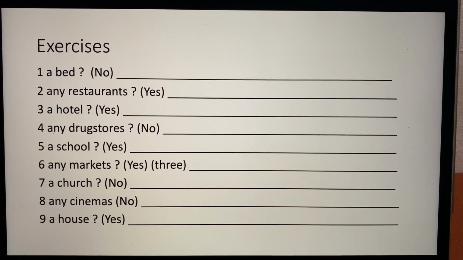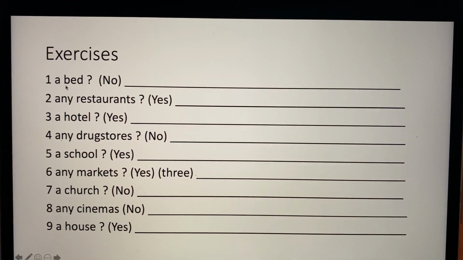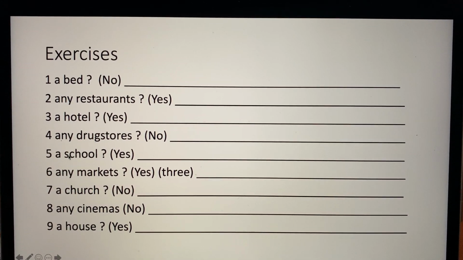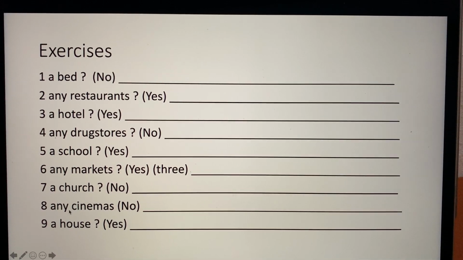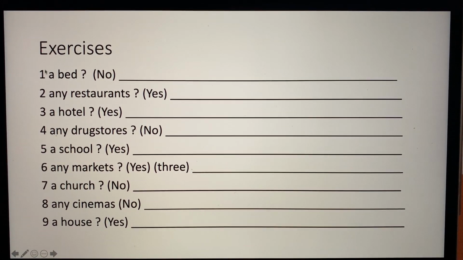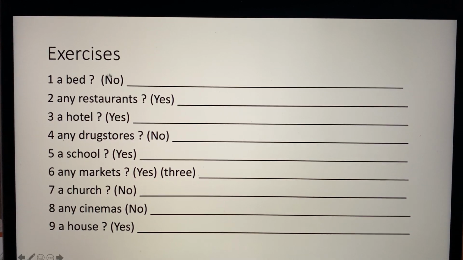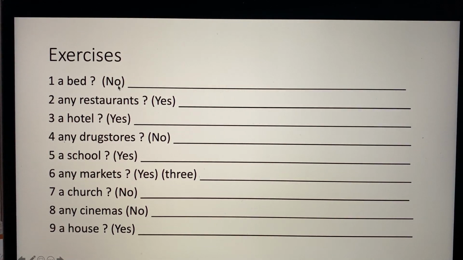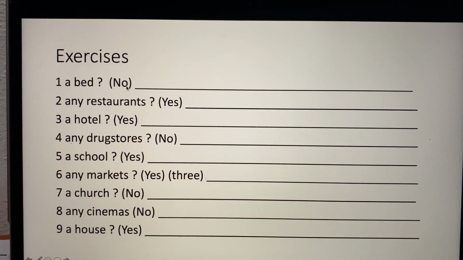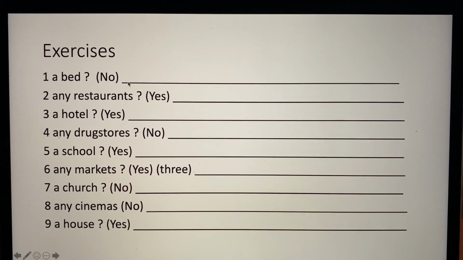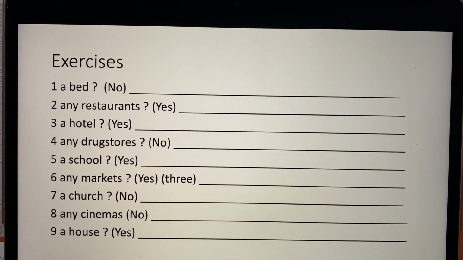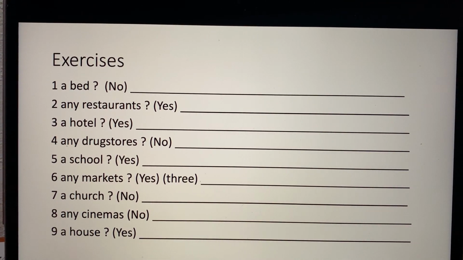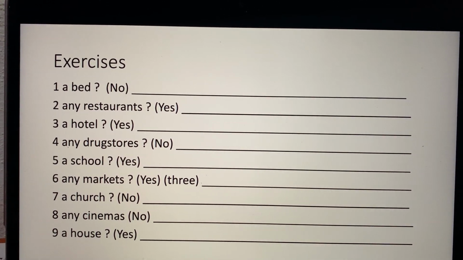Here in this exercise you can practice. You have the object, a bed, any restaurants, a hotel, drugstores, school, markets, church, cinema, and house. You have to make the question with the object and then answer in positive or negative according to the parentheses. For example, is there a bed? The answer, no, there isn't a bed. Only like that. Simple question, simple answer.